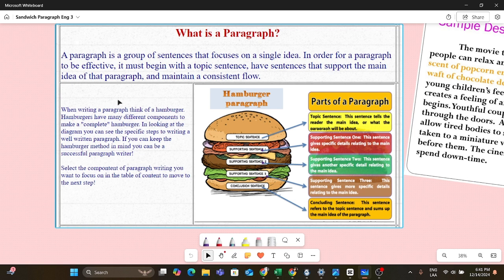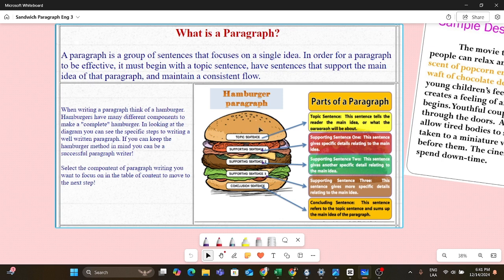So first of all, let's read what a paragraph is. A paragraph is a group of sentences that focuses on a single idea, only one idea. You cannot have two ideas in a paragraph. In order for a paragraph to be effective, it must begin with a topic sentence. So let's say this is the hamburger and the bun here is the topic sentence. And then we're going to have sentences that support the main idea of that paragraph. The supporting sentences might be like the tomato, the meat. Those are supportive sentences for this topic sentence.